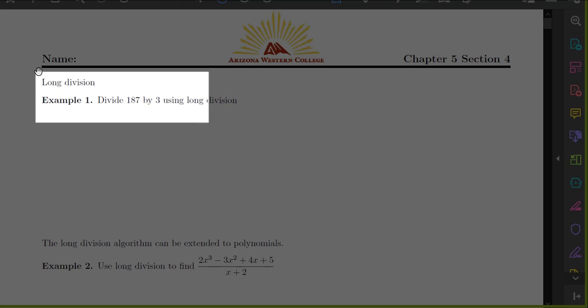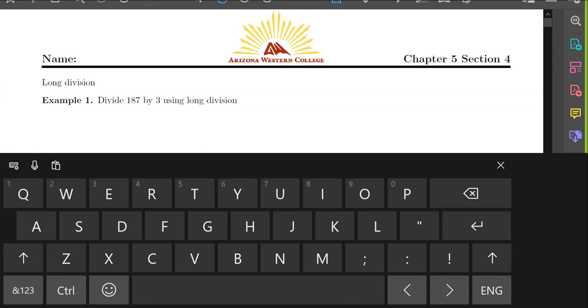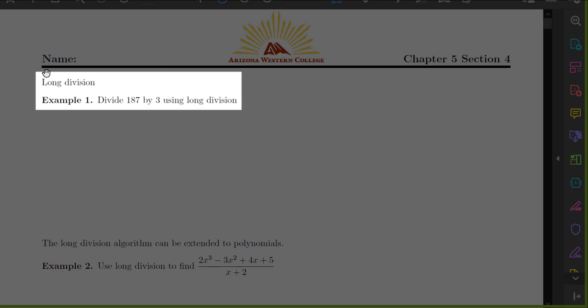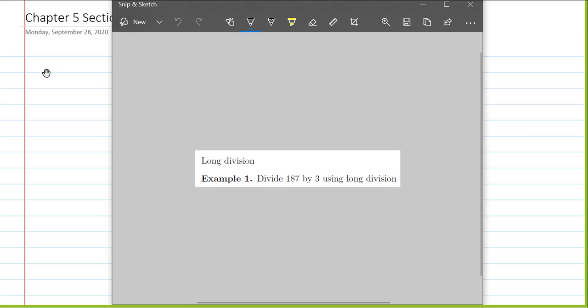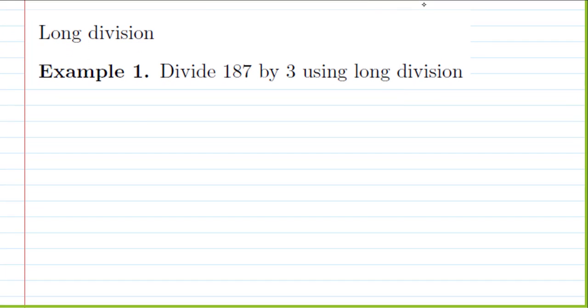So we're going to get started with long division, and let's just remind ourselves how the long division algorithm works. So we want to divide 187 by 3 using long division. So we're going to set this up. We put our 3, we do our division symbol, and we put our 187 in here.